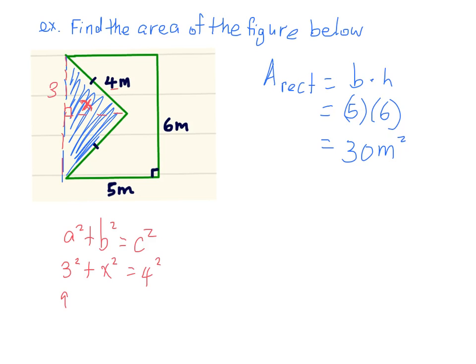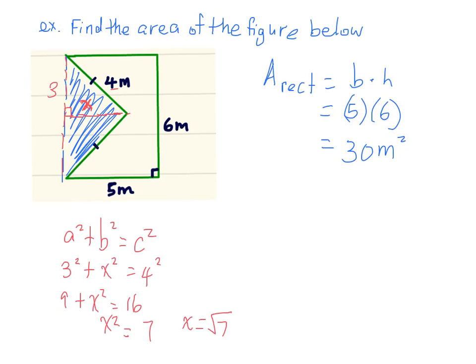We have 9 plus x squared is equal to 16. x squared is equal to 7, because you do 16 minus 9. And x is the square root of 7, which we can now use as the height of this triangle.